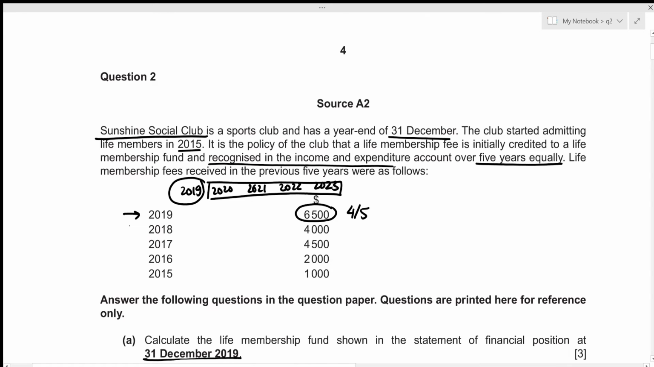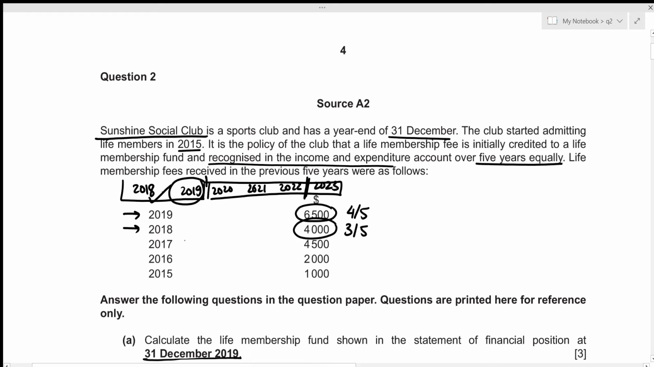But if you're talking about 2018, that's for the years 2018, 19, 20, 21, and 22. Since we are talking about the life membership fund at the end of 2019, for these 2 years, it has already been recognized in the income and expenditure account. So only the 3 years fee is remaining. Out of the total amount of 4,000, 2 parts out of 5 parts has already been recognized. So only 3 parts out of 5 parts remain as the life membership fee.